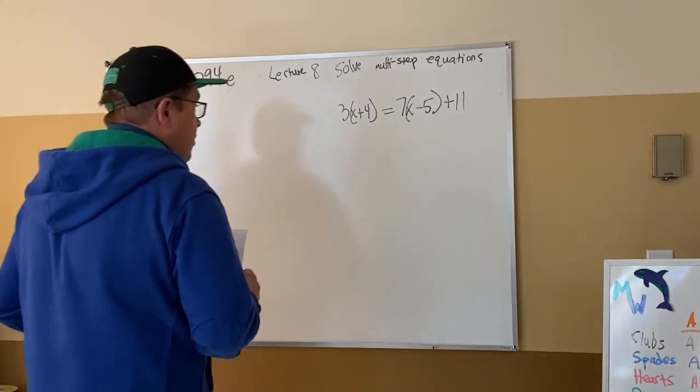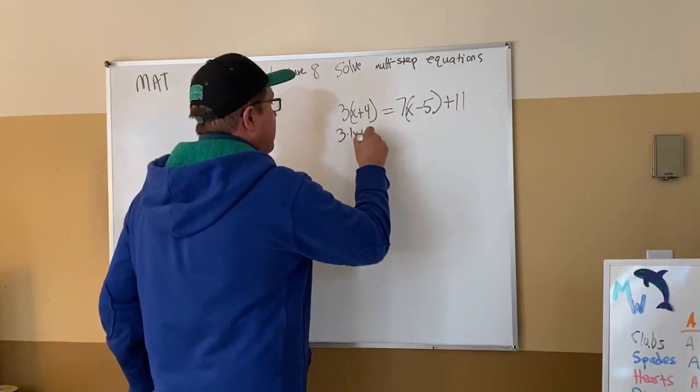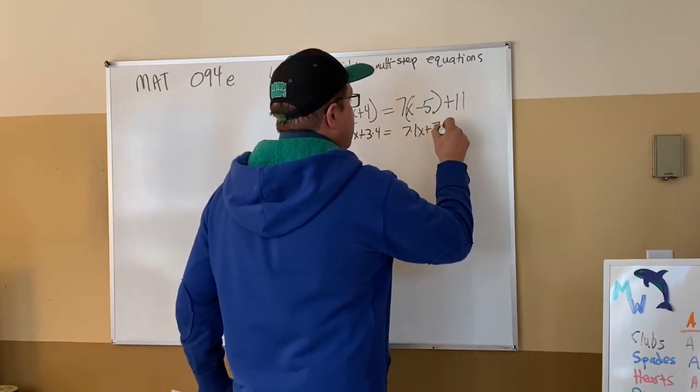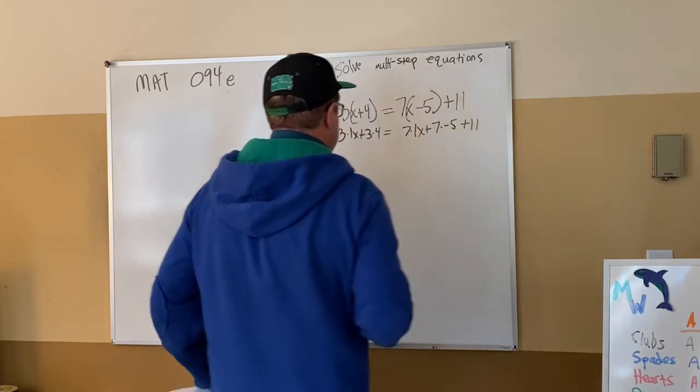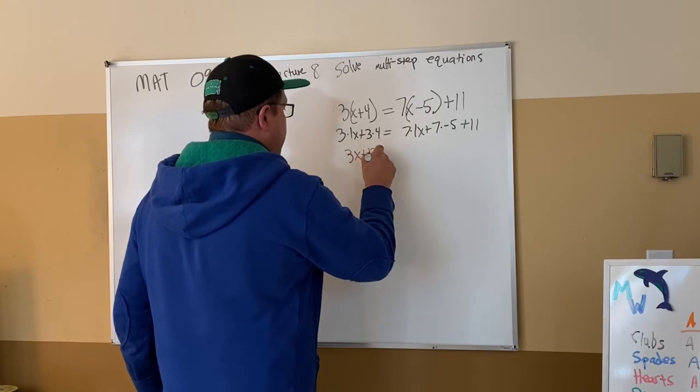So what happens here is this is 3 times 1x plus 3 times 4. This is 7 times 1x plus 7 times negative 5 plus 11. Let's get this side all the way done. 3x plus 12.